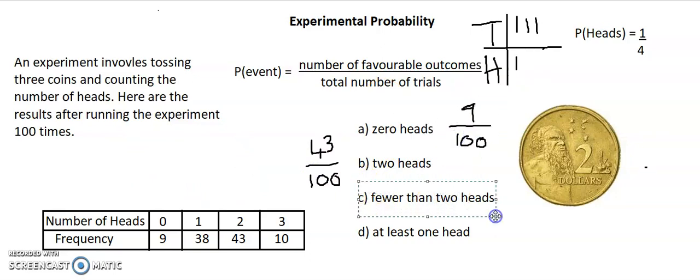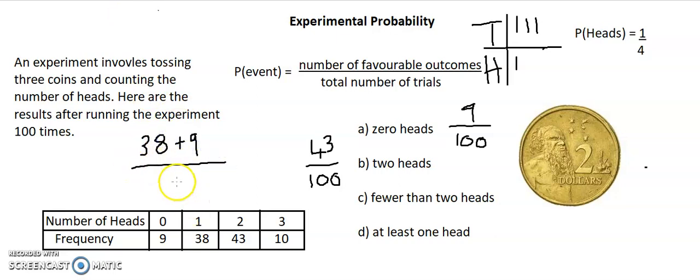Likewise, it says fewer than 2 heads, so less than 2 heads, which means I've got 38 plus 9 over the total amount of 100. I didn't include 2 because it says fewer, less than 2 heads. Did it say equal to? So 38 plus 9 equals 47 over 100.